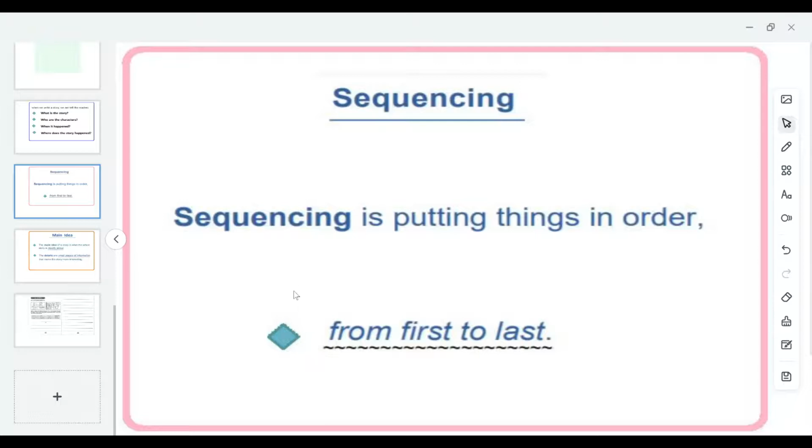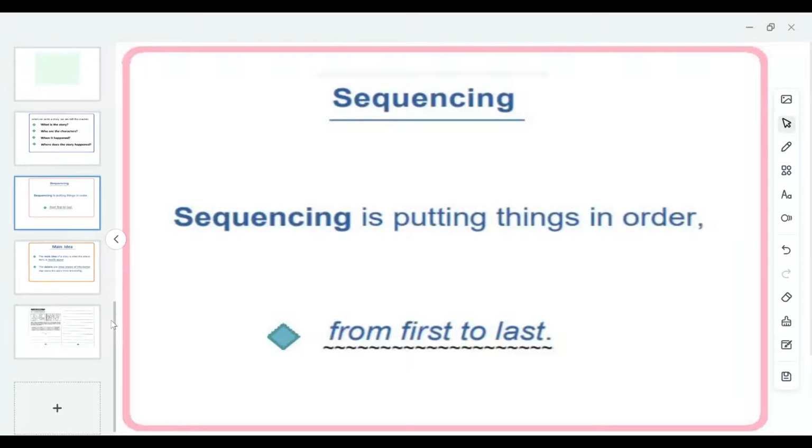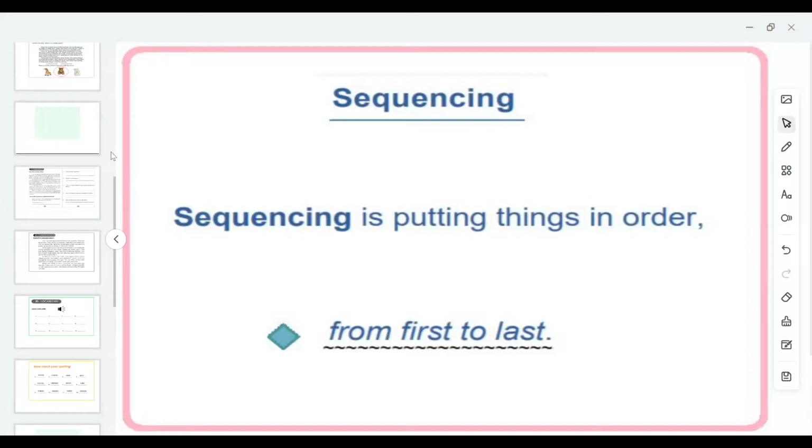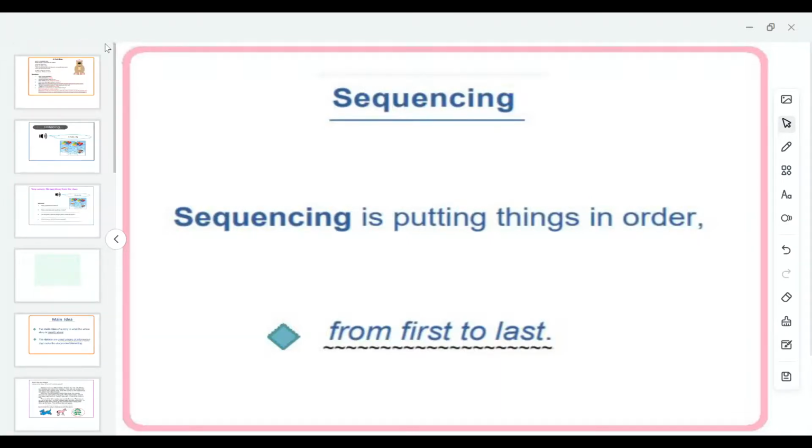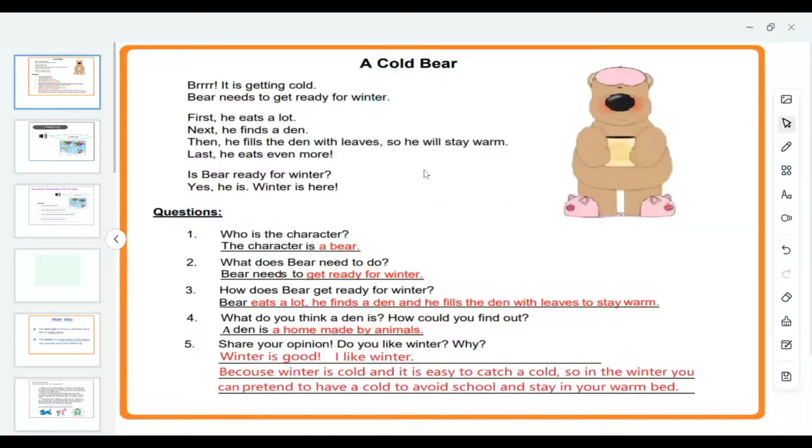Okay, these three things we all learned this term. I would like you to put them into your practice, into your writing. Sequencing, for example, let's have a look at our little story. Remember the little story, A Cold Bear.